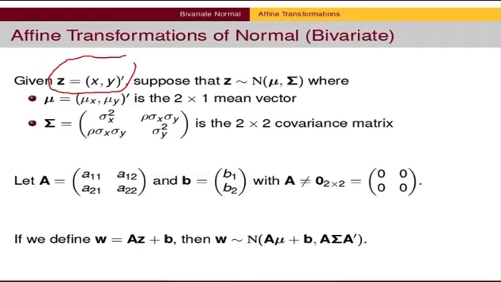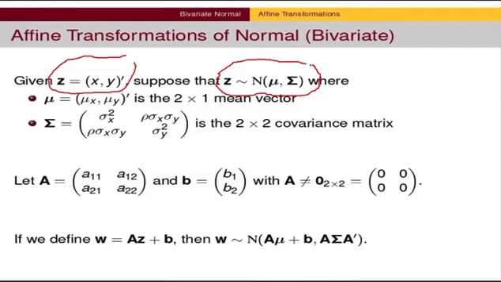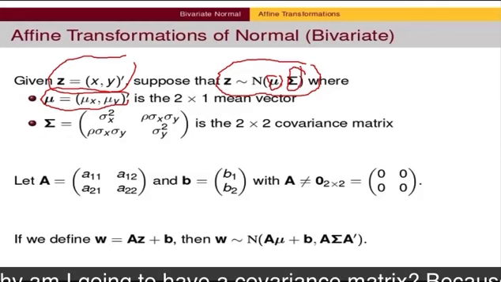The Z here is a vector. It has two variables. Because of that, I'm going to say the two variables simultaneously follow a normal distribution. This mu is going to be a mu vector that will contain the mean of S and the mean of Y. Then this one is the variance covariance matrix. Why am I going to have a covariance matrix?